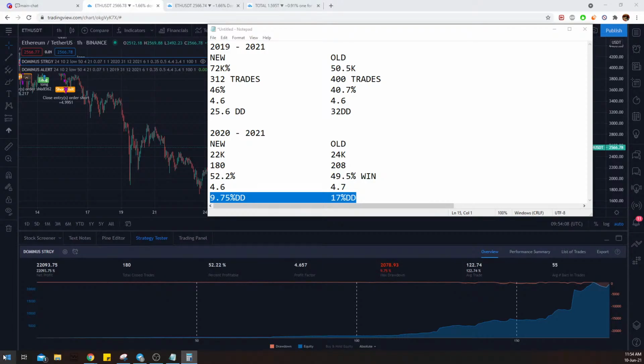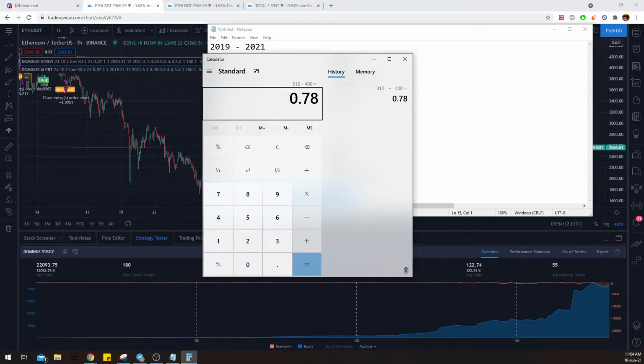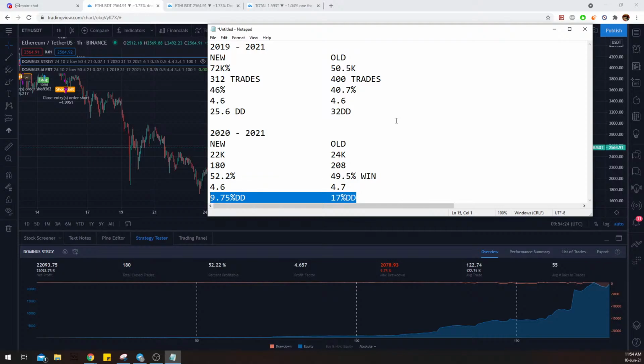320 divided by 400, so you can see that more or less I eliminate 25% of the trades. So by eliminating this 25%, because 180 divided by 200, yeah, this one is only 15. But overall, by eliminating all of these, I fixed some of these issues that we have in the side market.